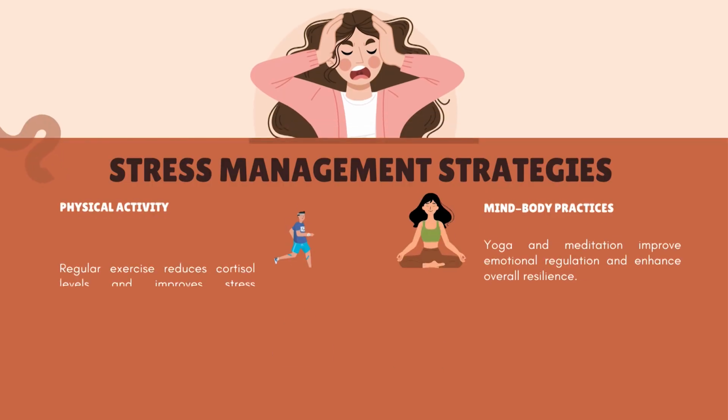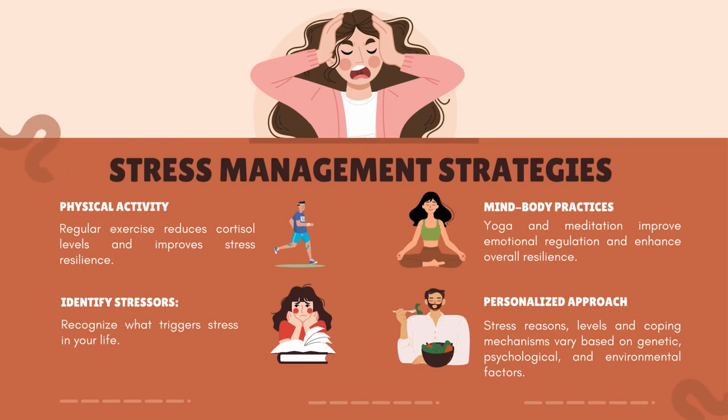Stress is a very, very subjective factor because stress factors depend upon a lot of things like genetic makeup, psychological makeup, environmental factors, work, family. But there are certain strategies which may be useful for all individuals. Basically, whatever lifestyle factors we have discussed till now, like physical activity, nutrition, sleep, should be managed optimally. Regular exercise will reduce cortisol levels and improve stress resilience. Also, other mind-body practices like yoga and meditation help a lot in improving emotional regulation, and they also enhance our overall capacity to deal with stress.